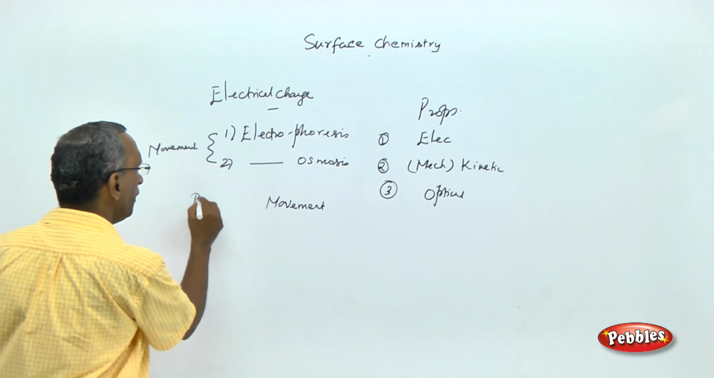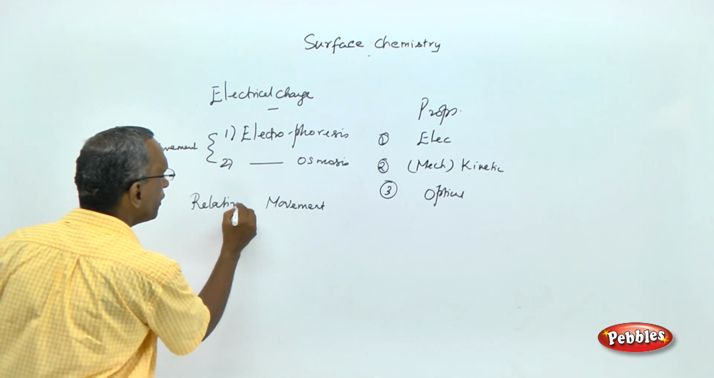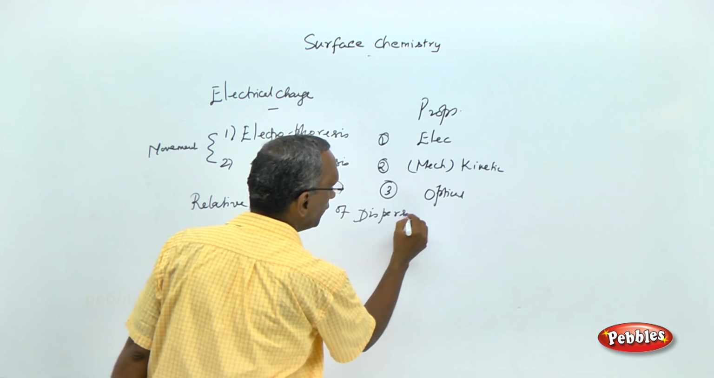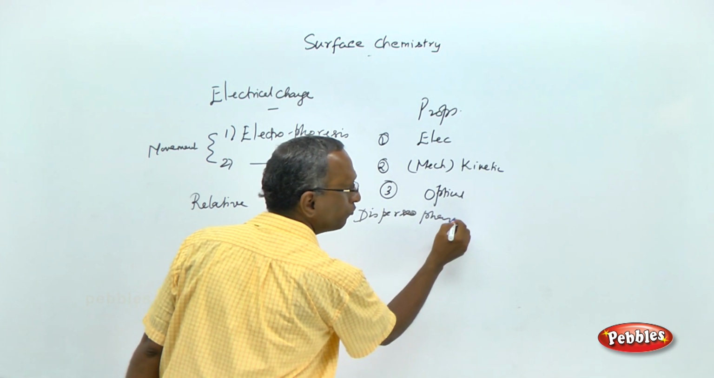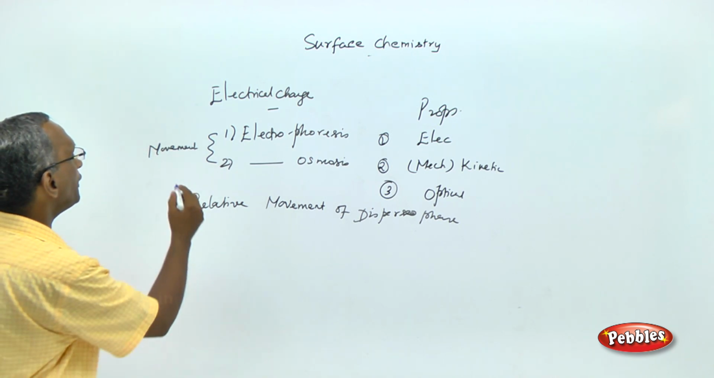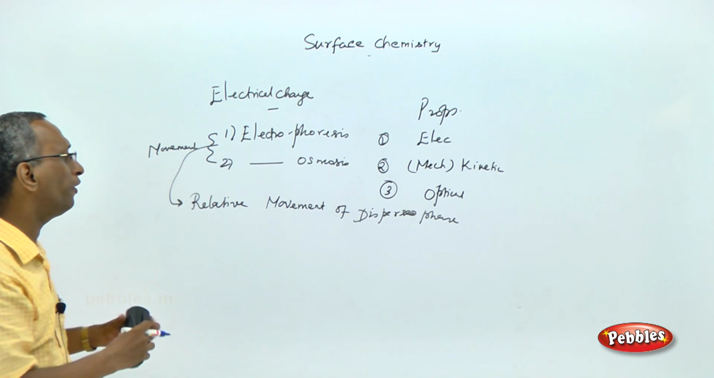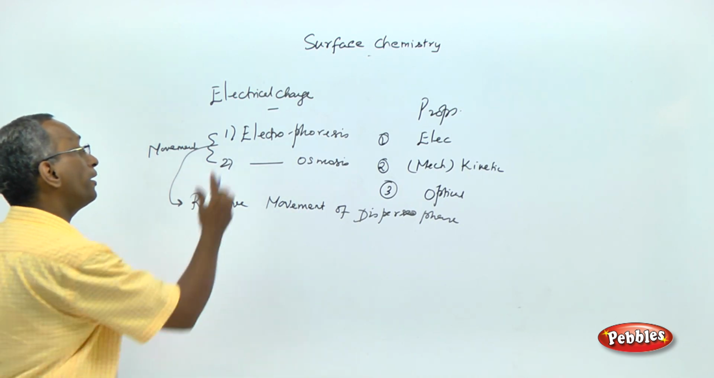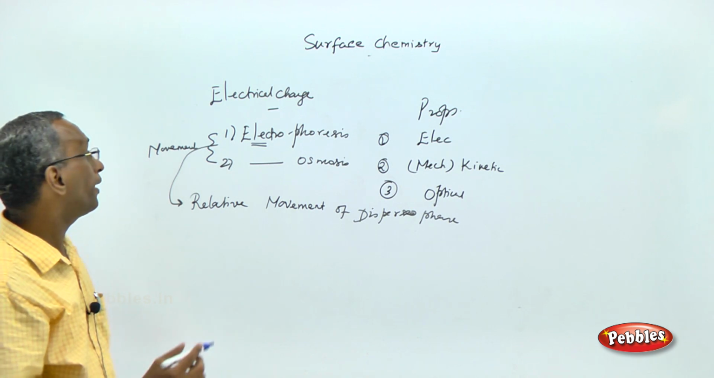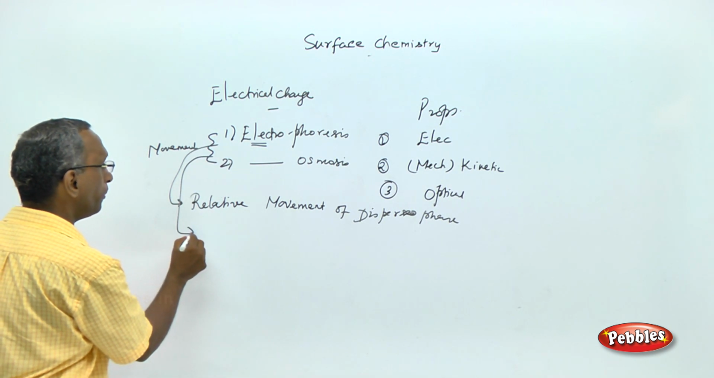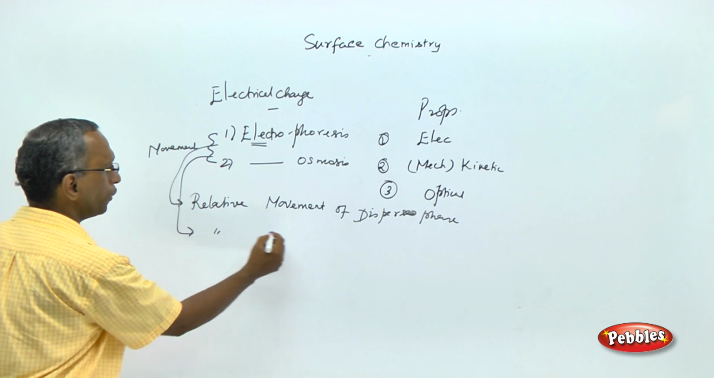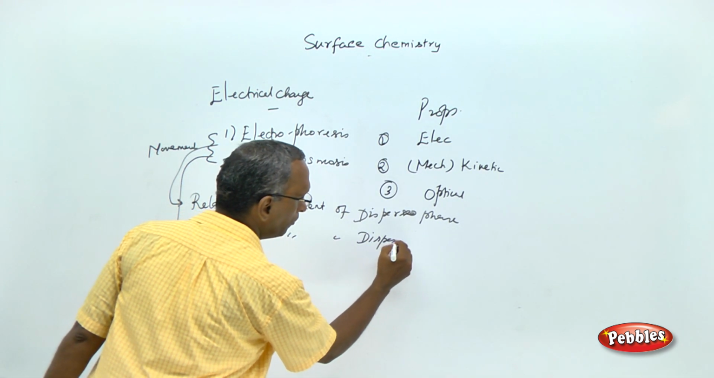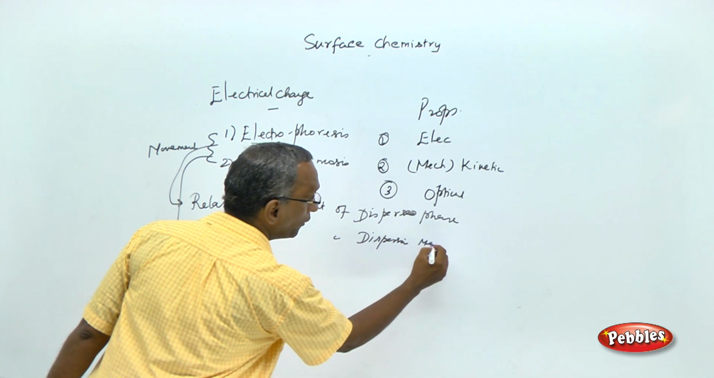Electrophoresis is defined as the relative movement of dispersed phase under the influence of electric field. So electrophoresis can be defined as the relative movement of dispersed phase under the influence of electric field. Whereas electroosmosis is the similar phenomenon, defined as the relative movement of dispersion medium under the influence of electric field.